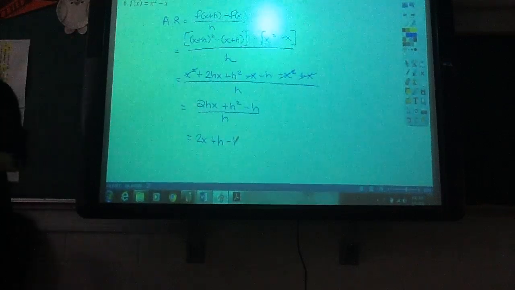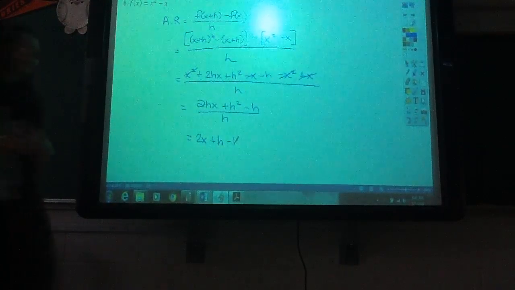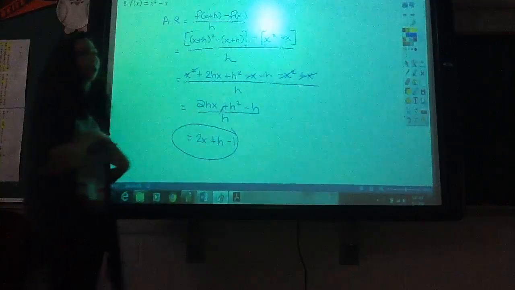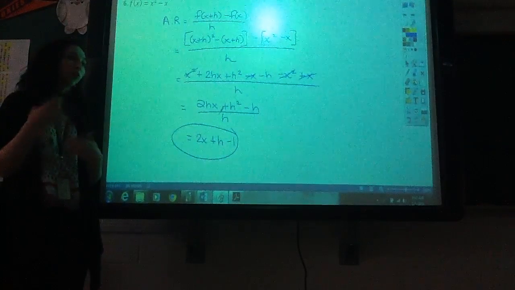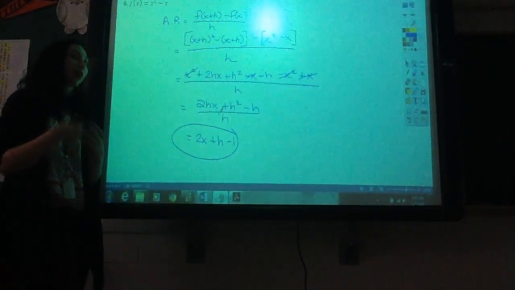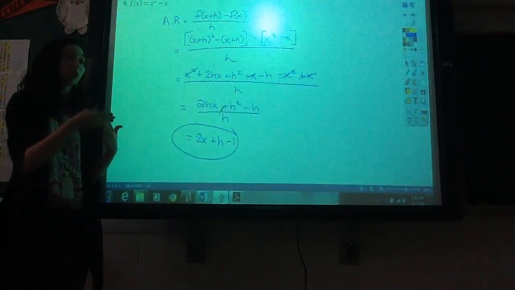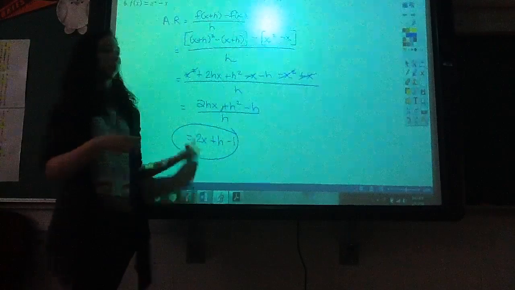The only thing I will say is that if you really wanted to, you could swap the place of those two, but this is a completely appropriate answer for the average rate of change. And so for the average rate of change between any 2 points, they would have to give you the 2 points, and you would plug in one of those values for h, one of those values for x. Alright, does that make sense? Questions?